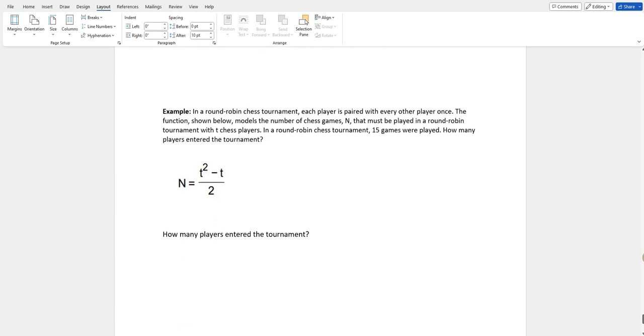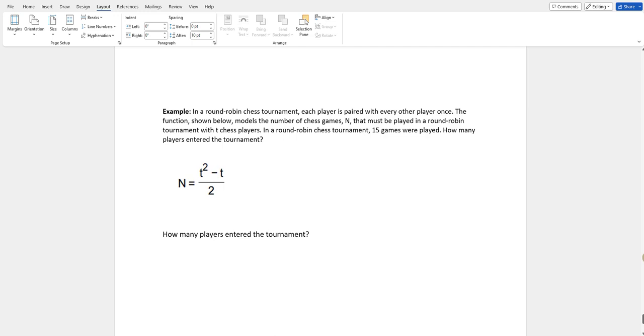The last problem talks about a chess tournament. In a round-robin chess tournament, each player is paired with every other player once. The function shown below models the number of chess games, N, that must be played in a round-robin tournament with T chess players. In a round-robin chess tournament, 15 games were played. So how many players entered the tournament? So N represents the number of games, and T represents the number of chess players. We're trying to solve for T.